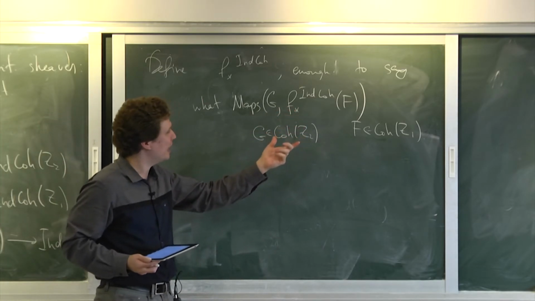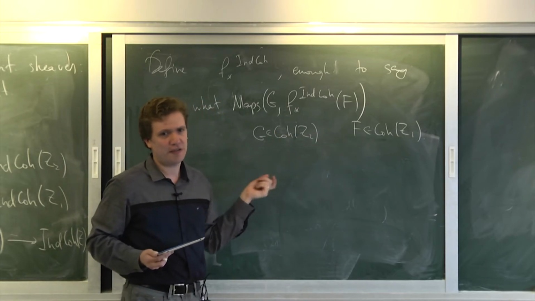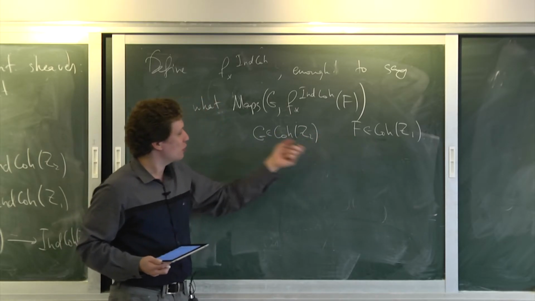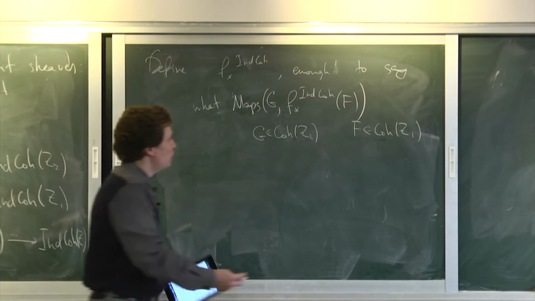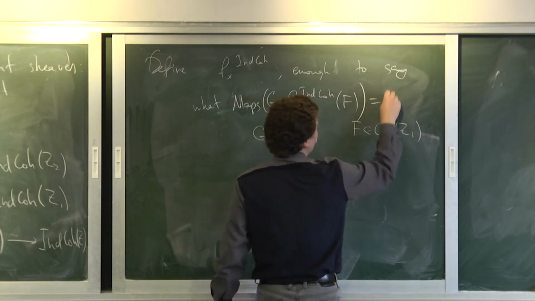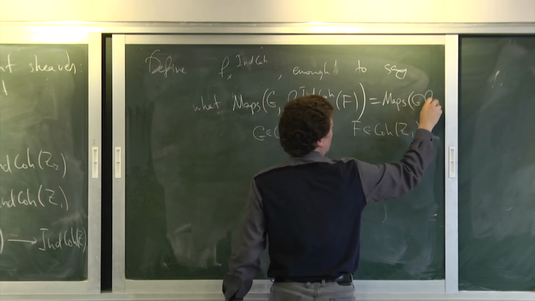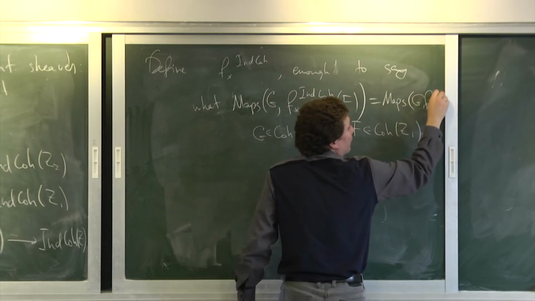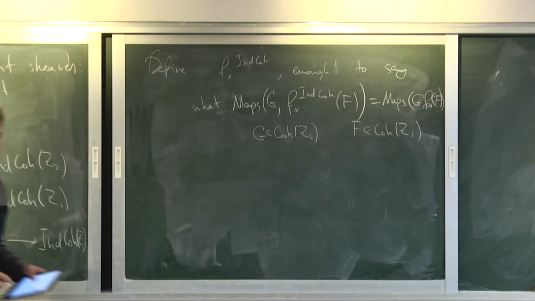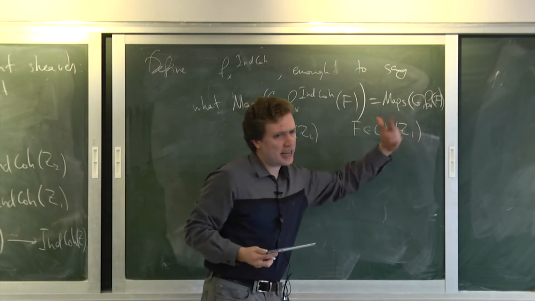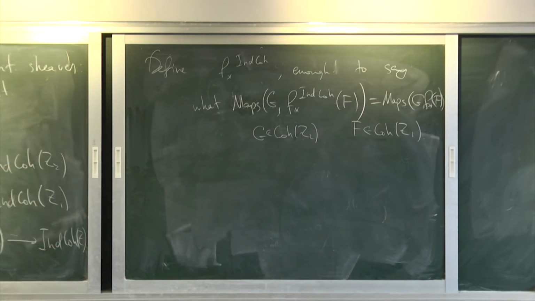what could be called a pairing between F and G, between coherent sheaves on one side and coherent sheaves on the other side. And we just define this to be the same thing in the quasi-coherent setting. So there is some kind of extension or translation that allows us to define this functor.